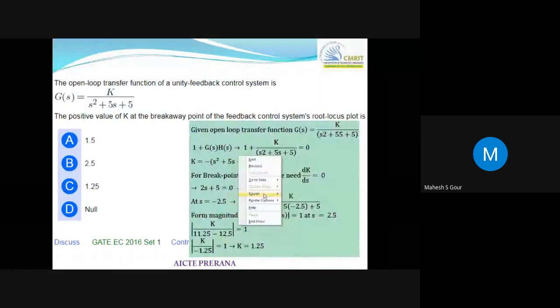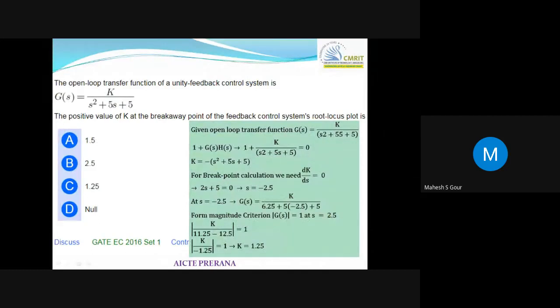So here, the first thing you need to do is take the characteristic equation. Breakaway point is coming, so you need to solve for the breakaway point formula, that is dk by ds equal to 0. Then you will get the s value. When breakaway point comes, the first formula that should come to your mind is dk by ds equal to 0. Next, it is asking for the positive value of k. What you need to do? Magnitude of g of s must be equal to 1. You need to solve and get the value of k.